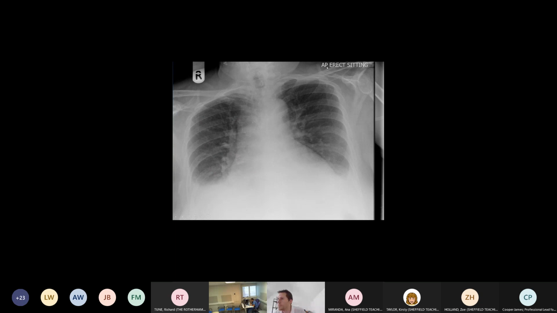Next one, again AP, but that heart's enlarged even on an AP view. So we've got cardiomegaly, these upper lobe vessels are engorged.